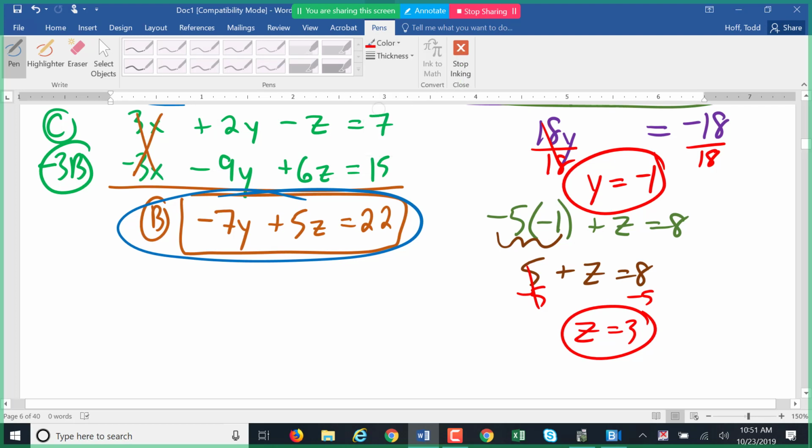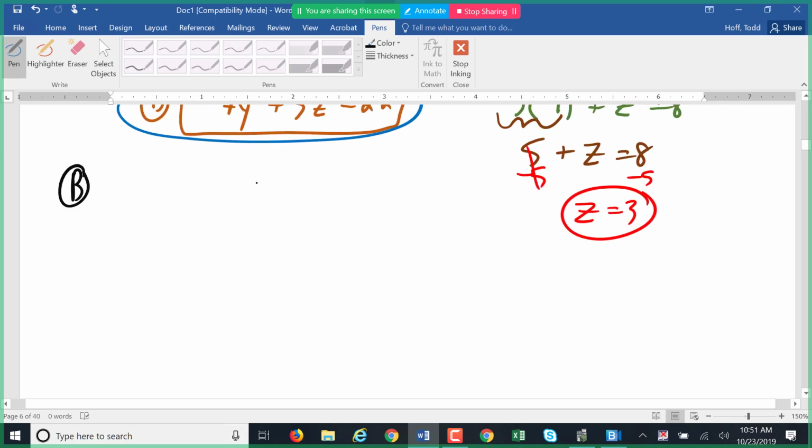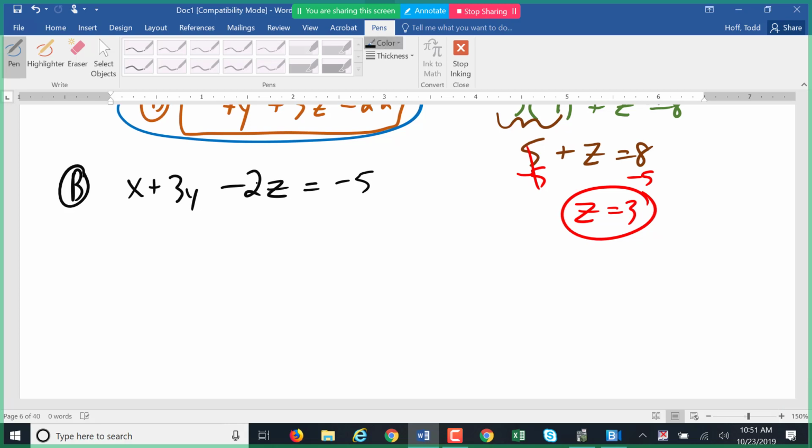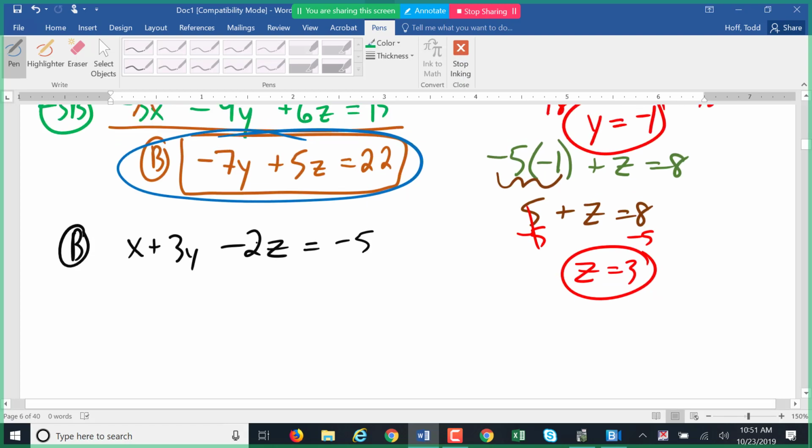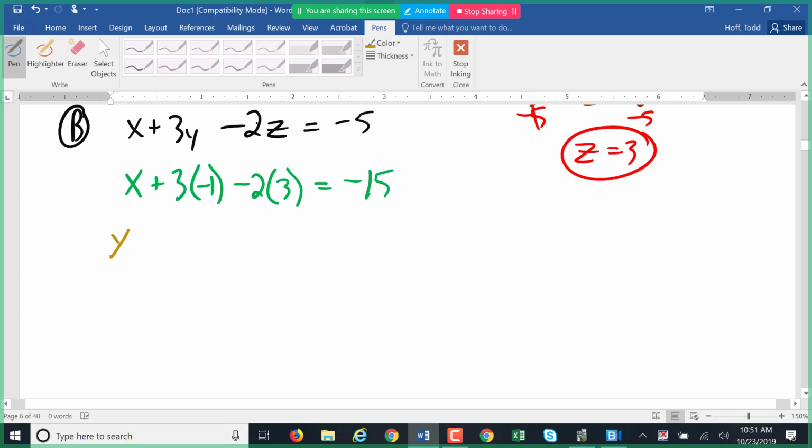Now I can go back to one of the original equations to find x. One of those original equations, equation B, was x plus 3y minus 2z equals -5. So I'm going to use my values for y and z here. y is -1, so I got the x. 3 times y becomes 3 times negative 1, minus 2 times z becomes minus 2 times 3, equals negative 5. Three times negative 1 is a negative 3. Negative 2 times 3 is a negative 6.